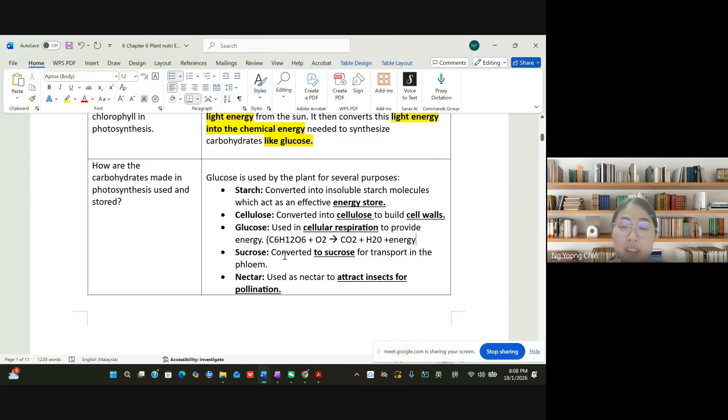And then sucrose. Sucrose is used in transport in the phloem, which happens in translocation. Maybe they will ask you why plants prefer to transport in the sucrose form but not in the glucose form. It's because sucrose will not affect the water potential of the plant. That's the reason. Sucrose is very stable and does not affect the water potential of the plant.